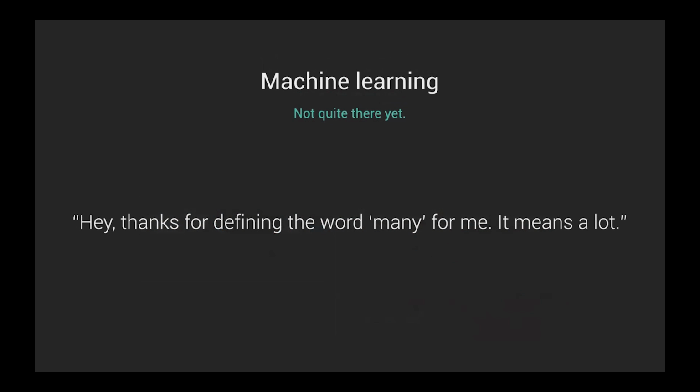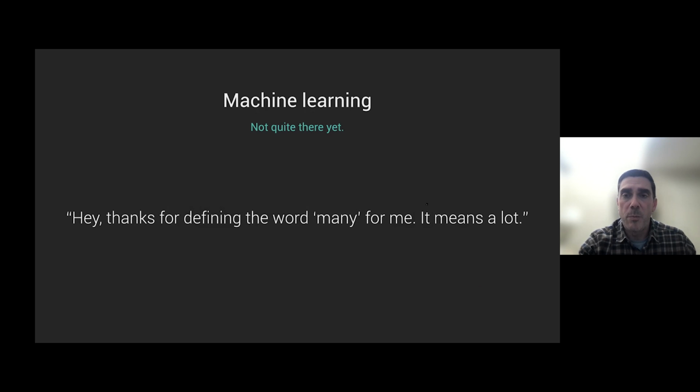This is a really good example. Language, and in particular the nuances of human language, machines just do not get it, right? So this sentence, hey, thanks for defining the word many for me. It means a lot, right? So this is kind of comical because it's a play on words. When we read it means a lot, it has two meanings to us, right? It's the literal definition of many, but it's a sarcastic comment. And this is the kind of stuff that still completely confuses machines.